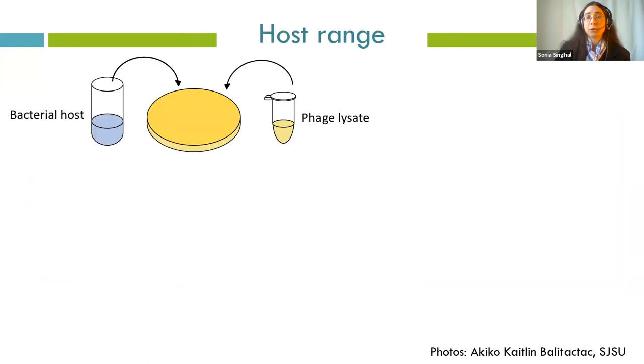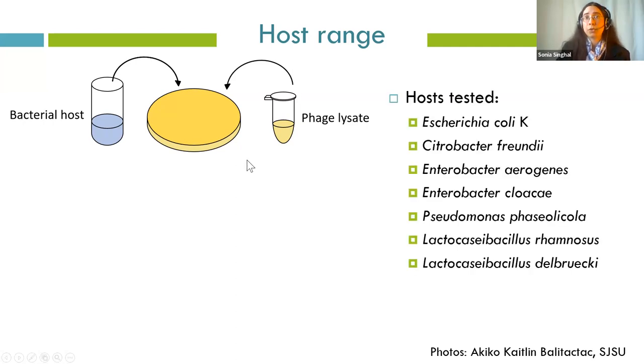So I'll start with the host range. This could be important medically because you want to know what kinds of bacterial diseases this phage could potentially help treat. The way we run these experiments is by taking the bacterial host of interest, plating it on a petri dish as a lawn, and then adding dilutions of the pure phage, called a lysate, as drops on top of that bacterial lawn. We tested a variety of different hosts, including both gram-positive and gram-negative bacteria, and also several species that are common in the gut microbiome.